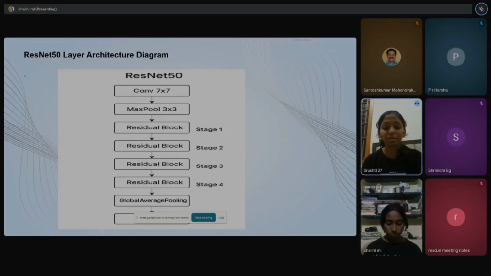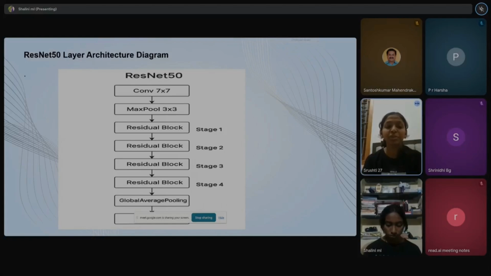We start with an input image, and the 7x7 convolution is the first layer, a convolutional layer with kernel size 7x7, whose purpose is to extract initial features such as edges, gradients, and colors. Then the 3x3 max pooling layer with stride further reduces spatial size and keeps important features while discarding invariant details.